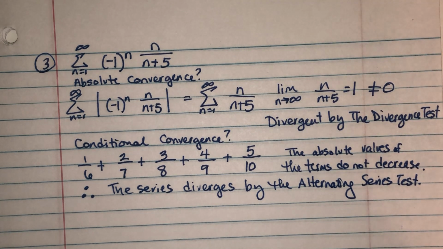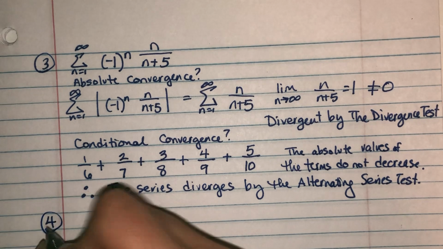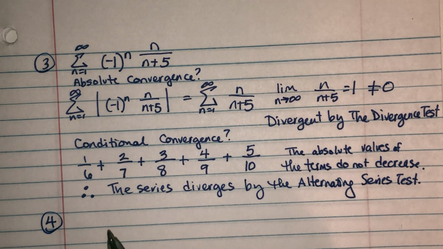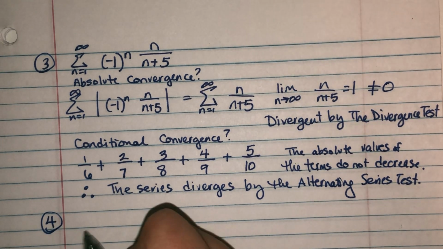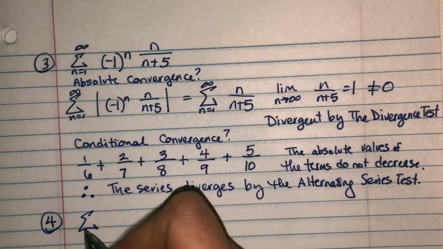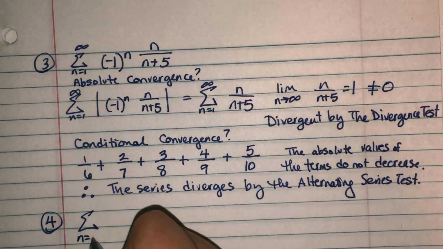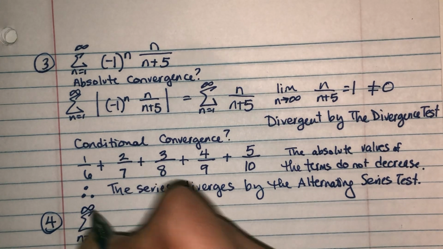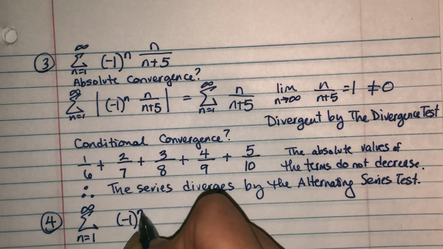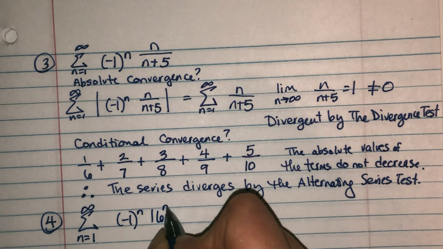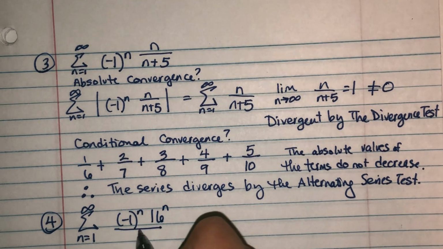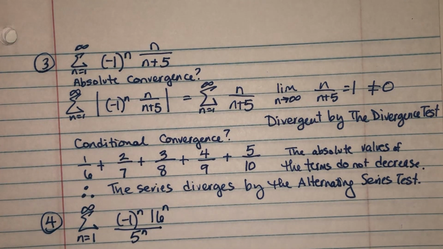Okay, number 4. I would like you to try this one on your own, so pause your video and then come back to see how you did. The sum from n equals 1 to infinity of -1 to the n, 16 to the n, over 5 to the n. Okay, so pause your video and see if you can determine whether this alternating series is absolutely convergent, conditionally convergent, or divergent.